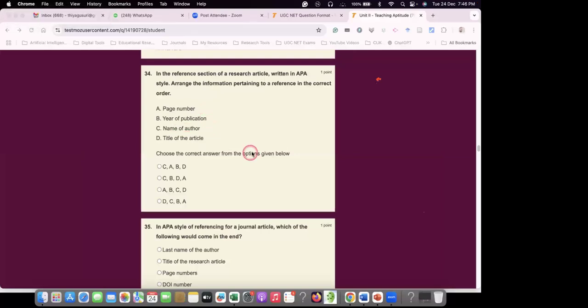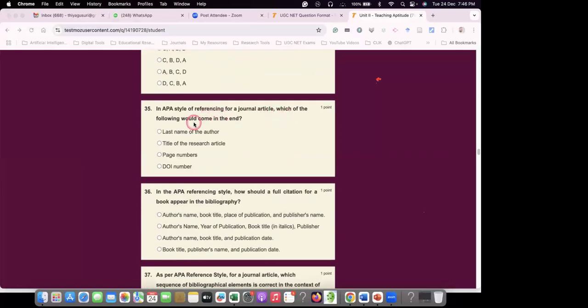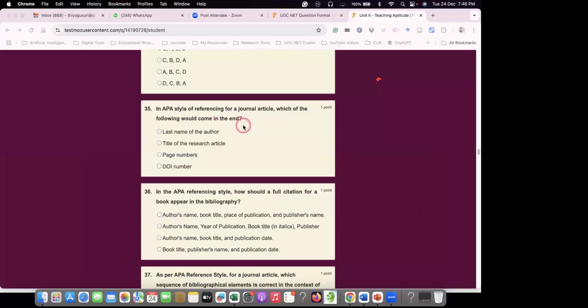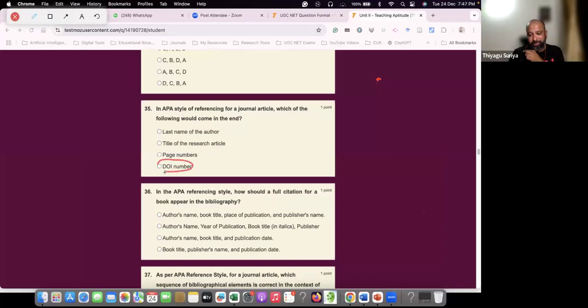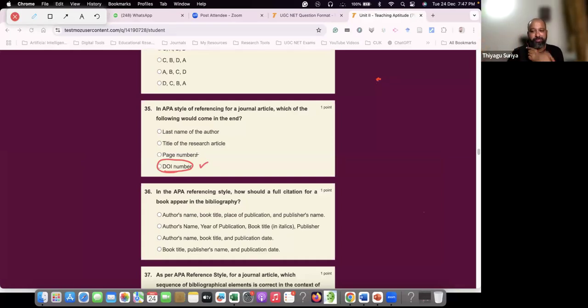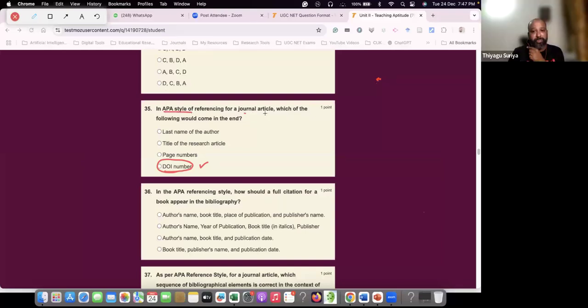Now, in APA style referencing of a journal article, which of the following would come at the end? The DOI number. What is the DOI expansion? Digital Object Identifier. Suppose there is no DOI number, which becomes the end? I'm talking about a journal article: publication name, or page number. Yes, this is the page number.